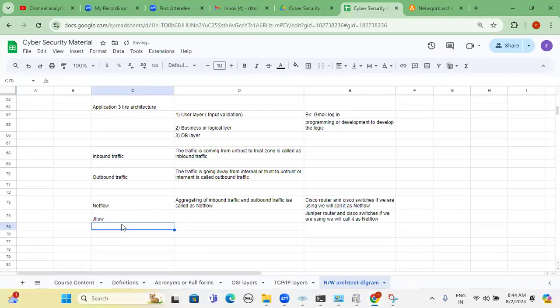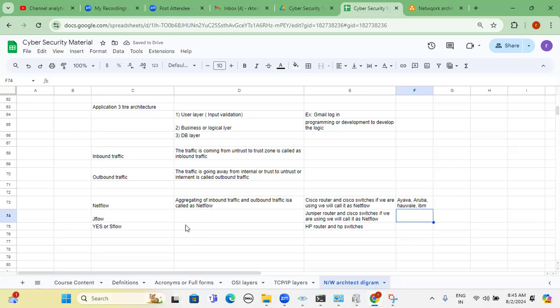Then what is S-Flow data? If our organization is using HP routers and HP switches, then we call it S-Flow data. What about IBM, Avaya, Huawei, and so on? Same, net flow data only. Avaya, Aruba, Huawei, IBM, all of these we can also call net flow data.